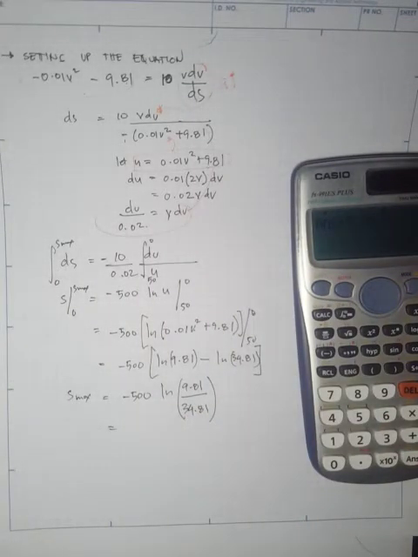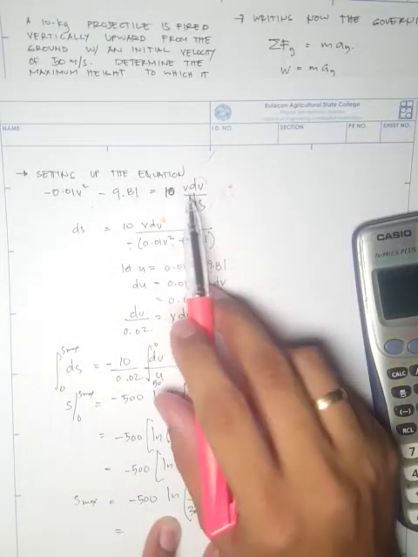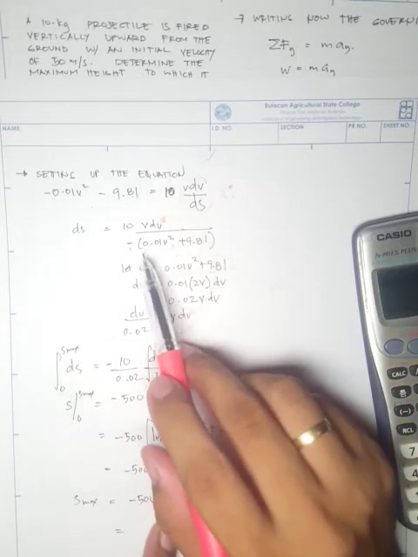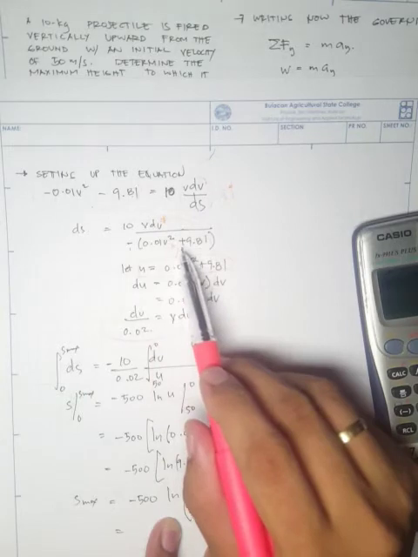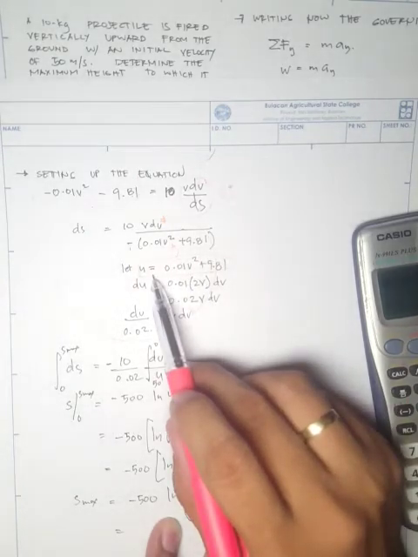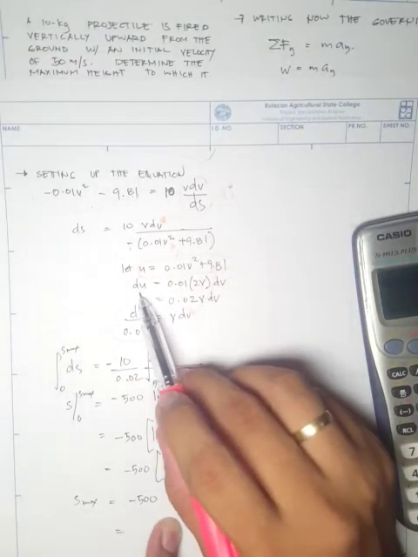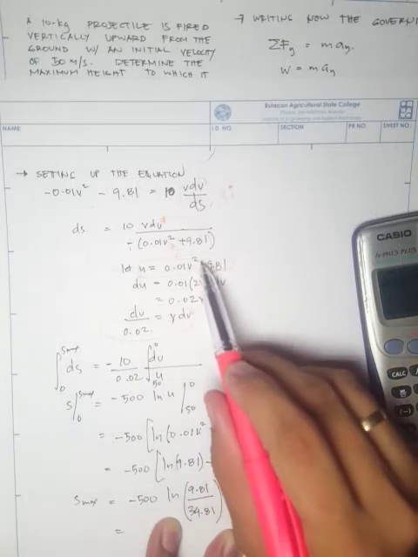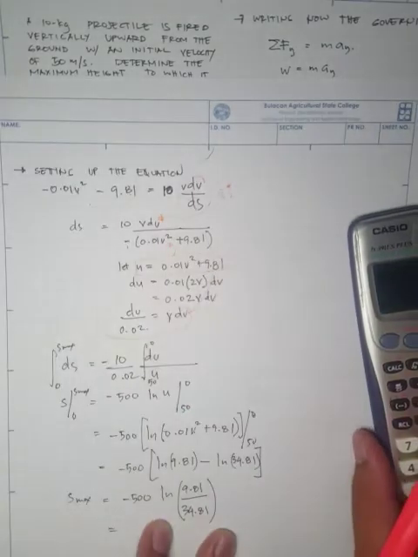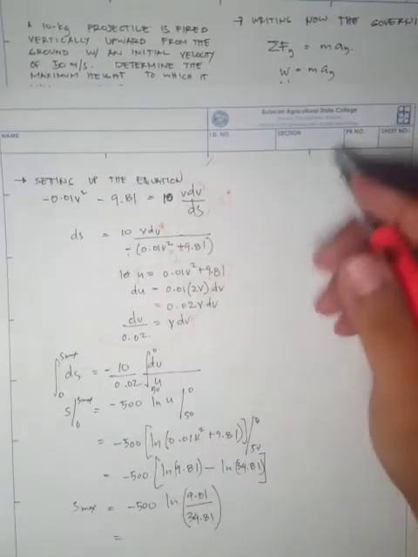Alright, wait a minute. So let u be 0.01 v squared plus 9.81. Okay, du. Alright. I'm lost again.